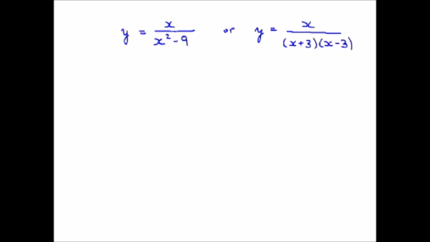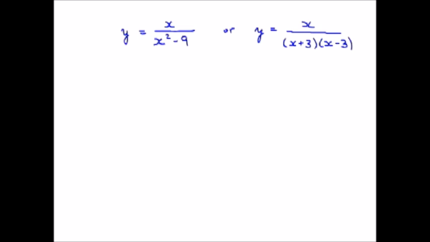In this particular example, we've been asked to graph the rational function y equals x divided by x squared minus 9. Now, I've factored the denominator in this case so that our function can now be expressed as y equals x divided by (x plus 3)(x minus 3). The reason why I factored the denominator is so that I can see the vertical asymptotes and also discover the restrictions in the domain. So the first part of the question is to state the domain.